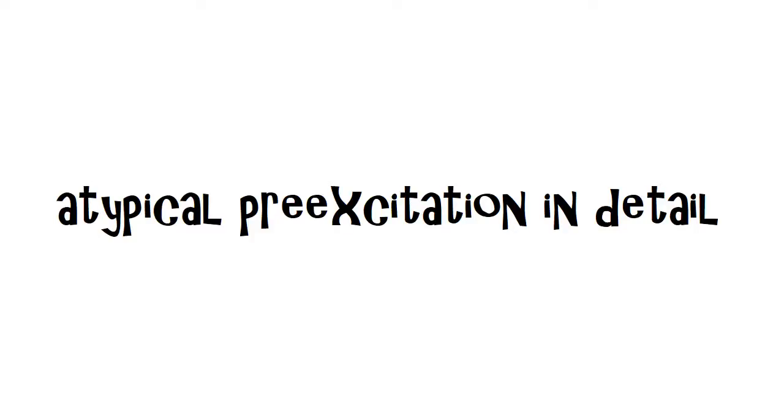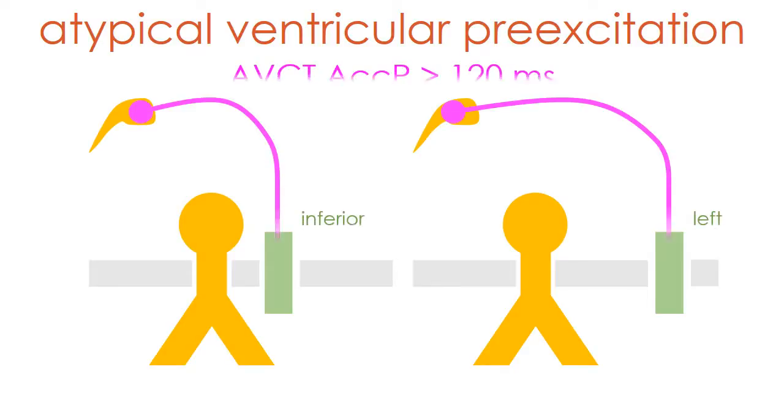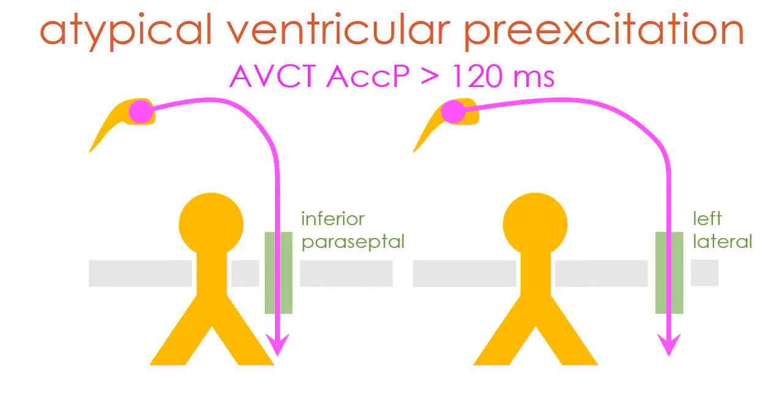Now we will explain atypical preexcitation in detail. Ventricular preexcitation is atypical when the atrioventricular conduction times over the accessory pathway are greater than 120 milliseconds, that is to say, when the PR interval is not short. This can occur in several circumstances, but the 2 most frequent ones are some inferior paraseptal accessory pathways and some left lateral atrioventricular bypass tracts.